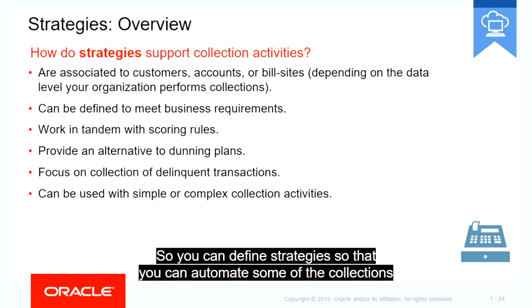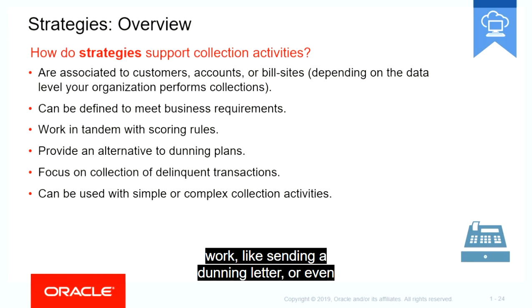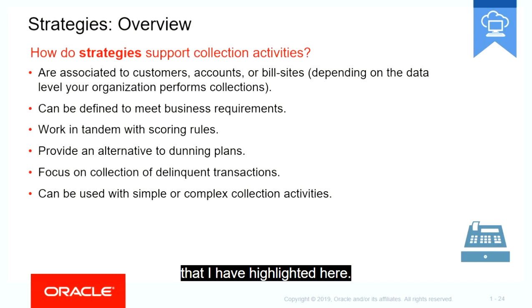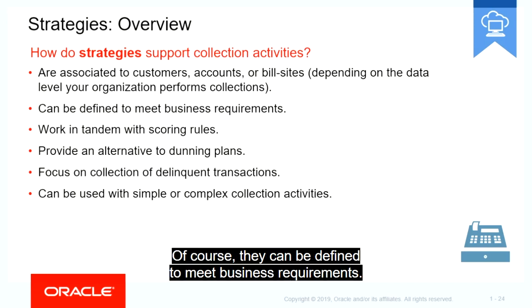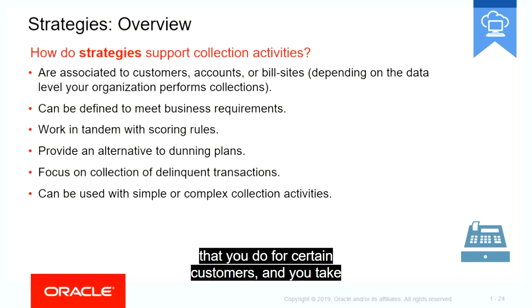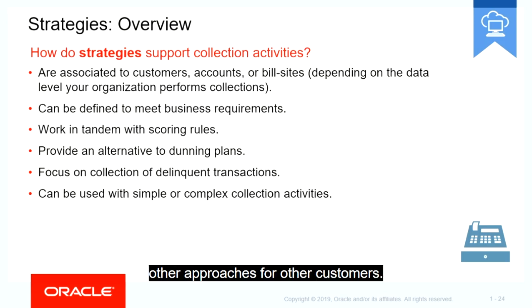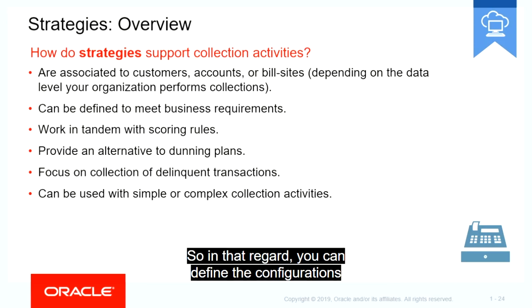So you can define strategies so that you can automate some of the collections work, like sending a dunning letter, or even assign to-dos to collectors at these three different levels that I have highlighted here. Of course, they can be defined to meet business requirements. That's the whole idea, that there might be certain things that you do for certain customers, and you take other approaches for other customers. So in that regard, you can define the configurations for the strategies feature different ways to accommodate business requirements.